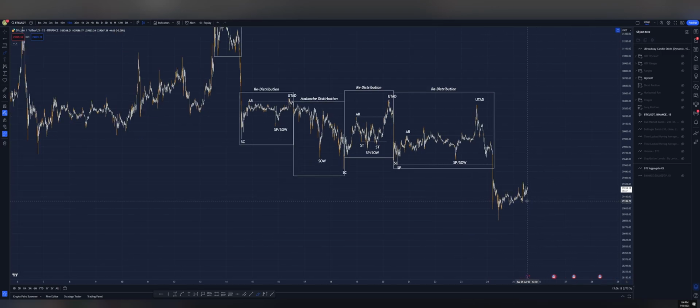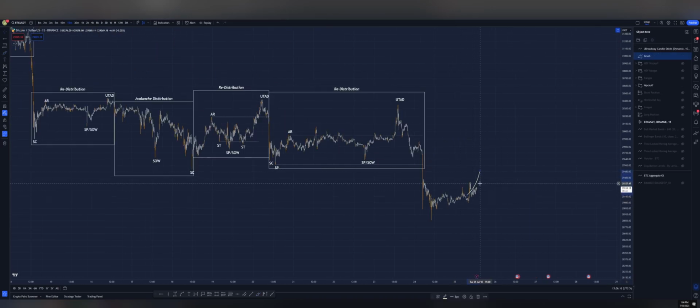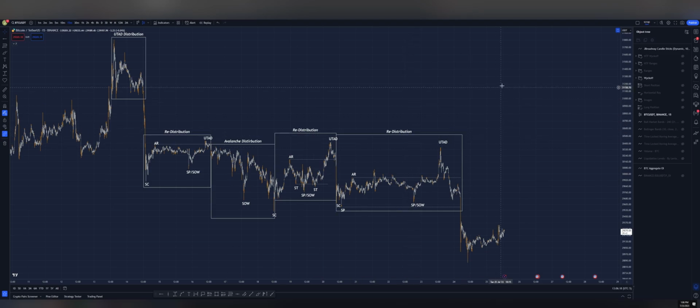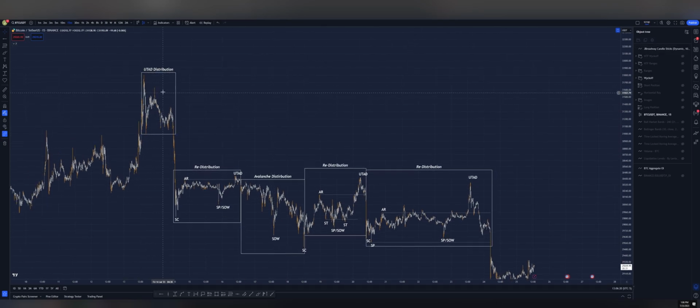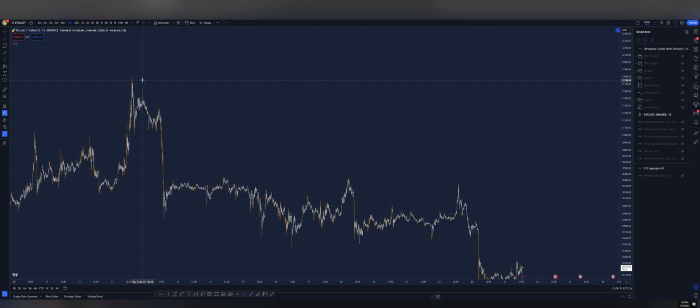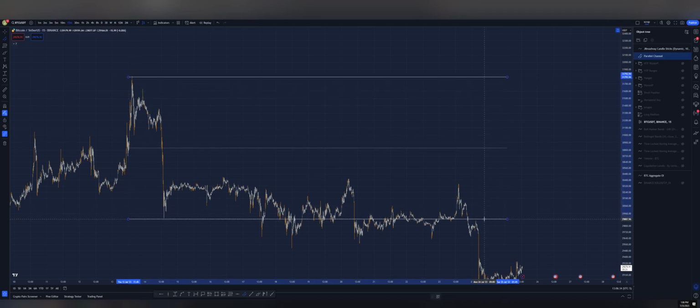My bias currently is that it is an accumulation of some sort, and we're going to squeeze up, potentially taking some of these highs to mitigate some of the volume that happened in this UTAD distribution. If you even take the range of this swing high, swing low, you never even make it up to the midpoint here, which really shows how bearish it is.